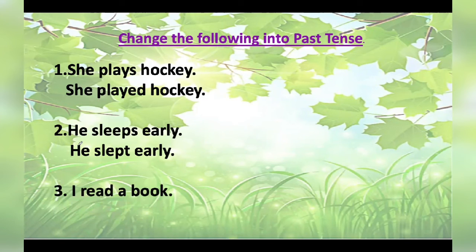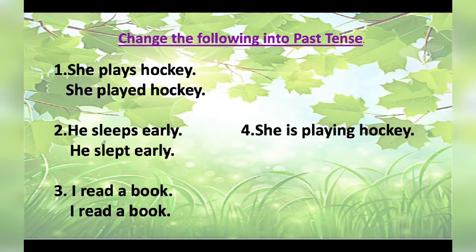Number 3, we have I read a book. What's the second form of the verb read? The second form of the verb read is read, but the spelling is the same. I read a book. We just change the pronunciation of it. Now, these all were the sentences that did not have any verb with ing, so we have changed the verbs directly into past.